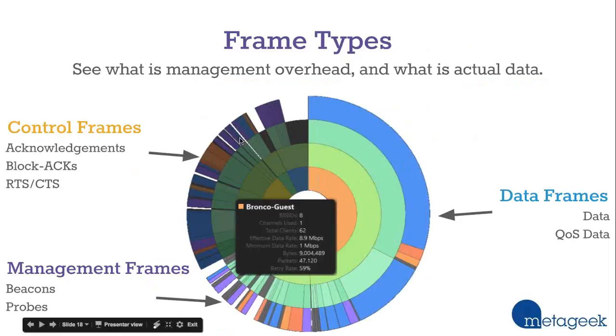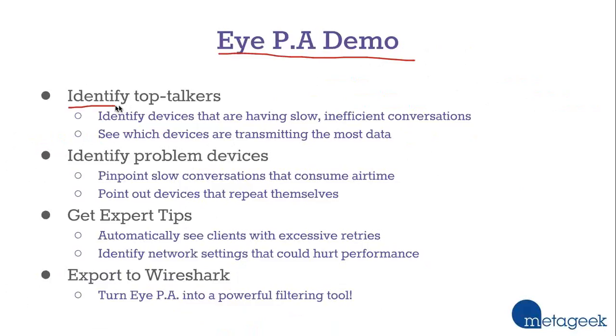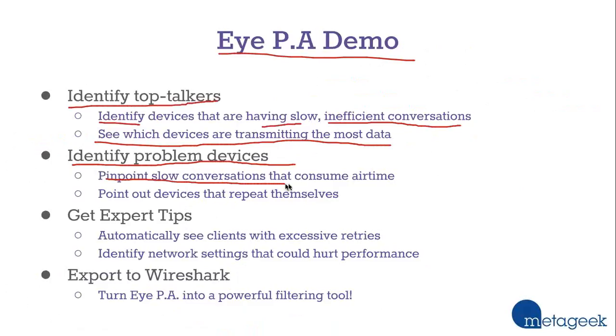So with that, let's go ahead and do an IPA demo now. With IPA, we can do things like identify top talkers. We can identify devices that are having slow and inefficient conversations, and we can see which devices are transmitting the most data. We can identify problem devices as well. We can pinpoint slow conversations that consume airtime, and point out those devices that repeat themselves. Those are problem devices.